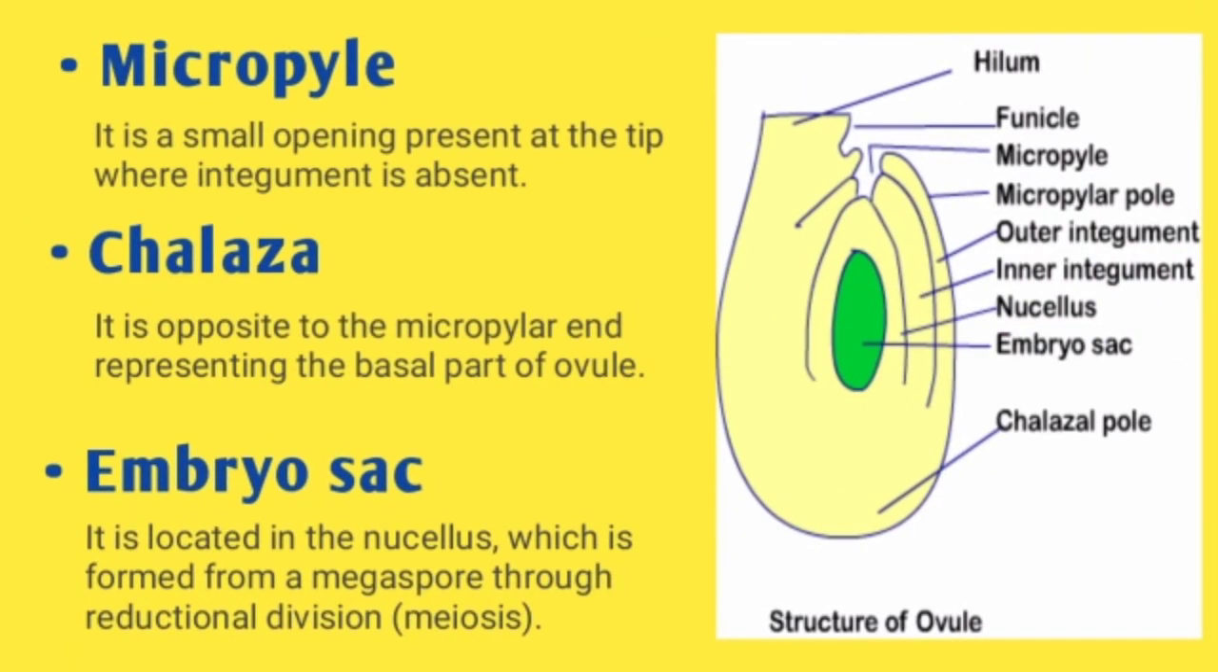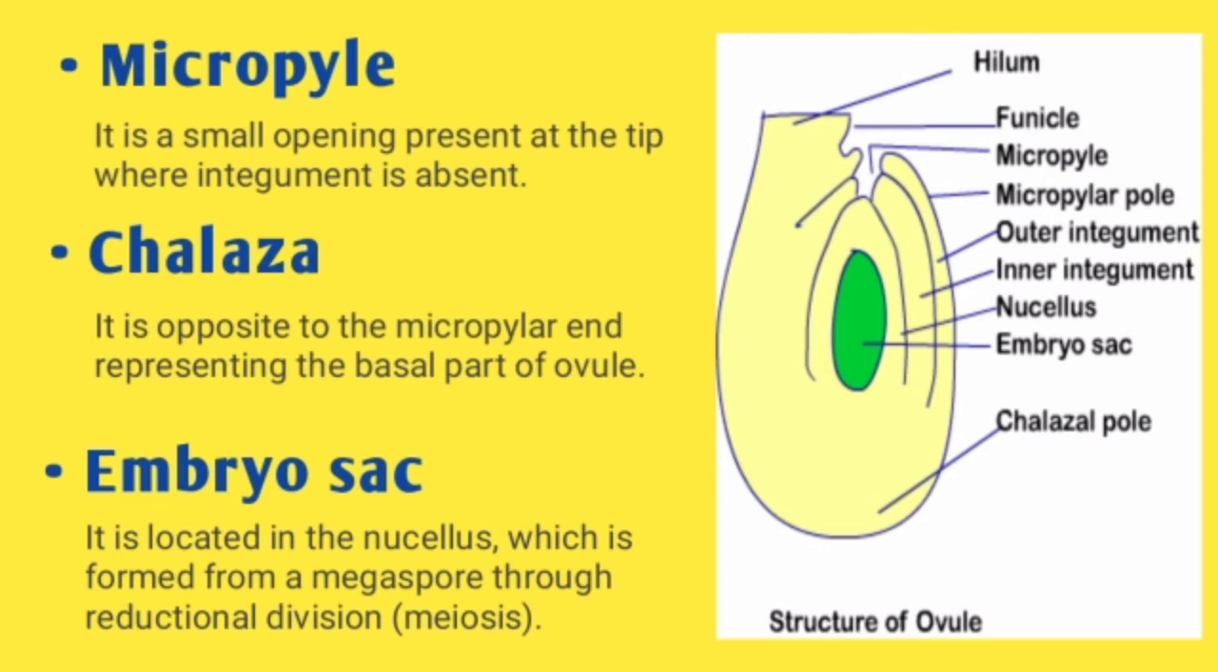Micropyle. It is a small opening present at the tip where integument is absent. Chalaza. It is opposite to the micropyle and represents the basal part of the ovule. So we will always find a chalaza opposite the micropyle, and so it is the basal part of the ovule, and micropyle is the tip portion.